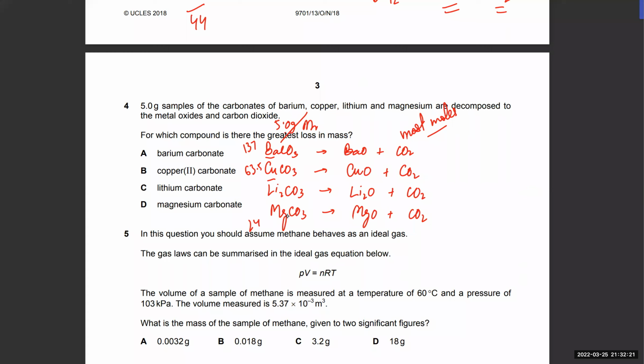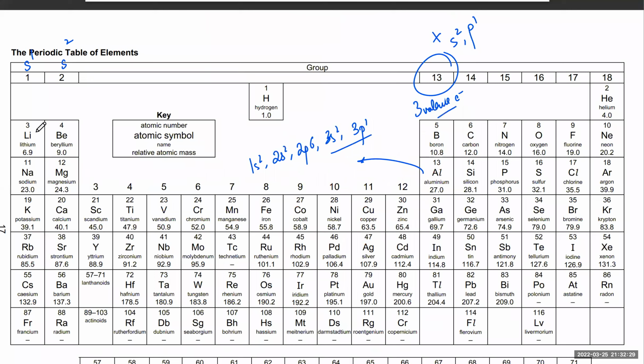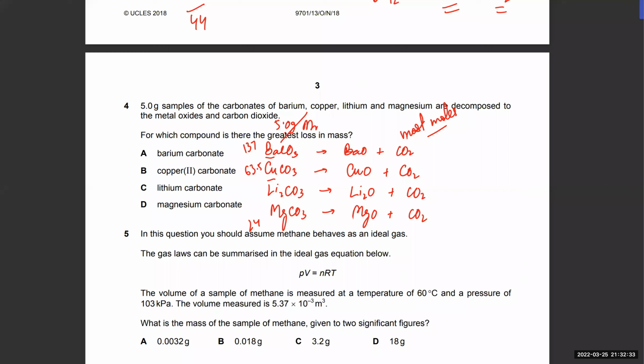What is lithium? I think that's what lithium is. 7. Lithium is 7, 6.9. So take 7. It's 7, and there are 2 lithium. So that's 7 into that. That's going to be 14, right? So the least Mr would be for this one.